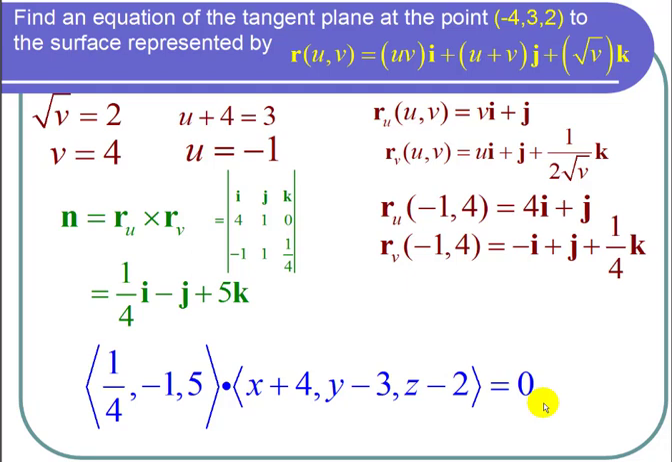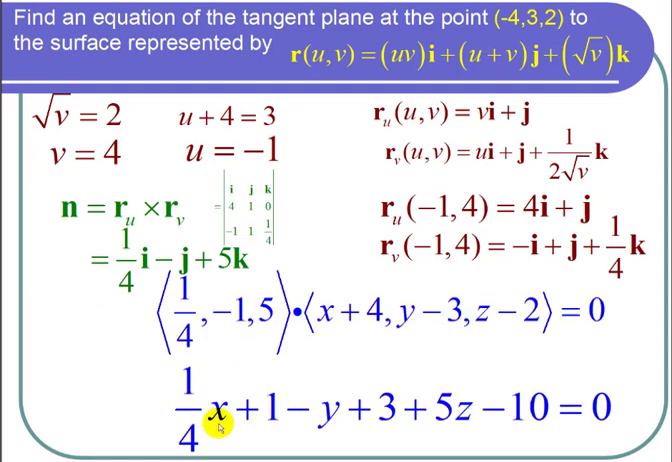So now just compute the dot product. So I have a 4th times x plus a 4th times 4. That's a 4th x plus 1. Then we have a -1 times y is minus y. A -1 times -3 is plus 3. We have plus 5 times z. And then 5 times -2 is minus 10. And we set that equal to 0.